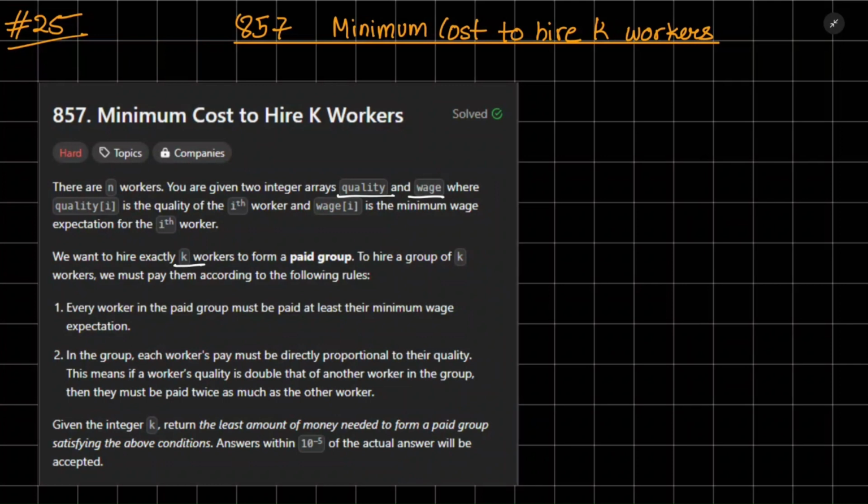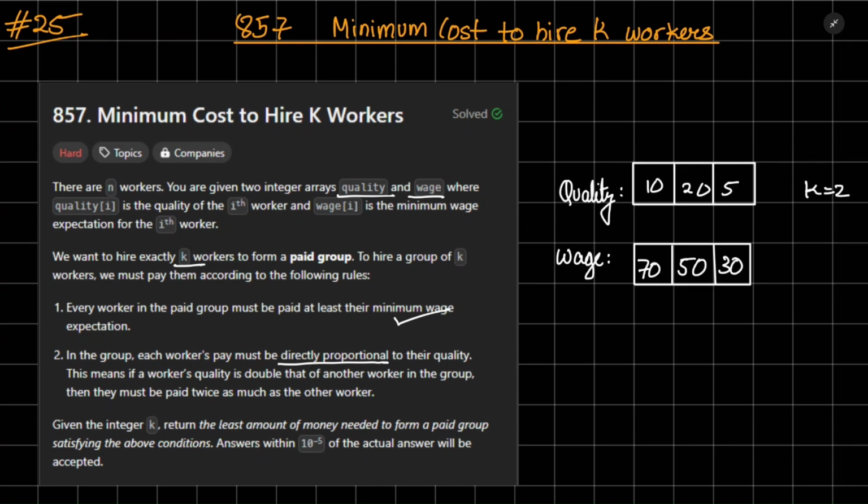And the paying has some rules. The first rule is that the worker should be paid at least their minimum wage. The second is that each worker's pay must be directly proportional to their quality. What this means is that if the quality is 10 and you are paying the worker, let's say, 100 rupees, then if the quality of another worker is 20, you should pay him 200 rupees because the quality is doubled.